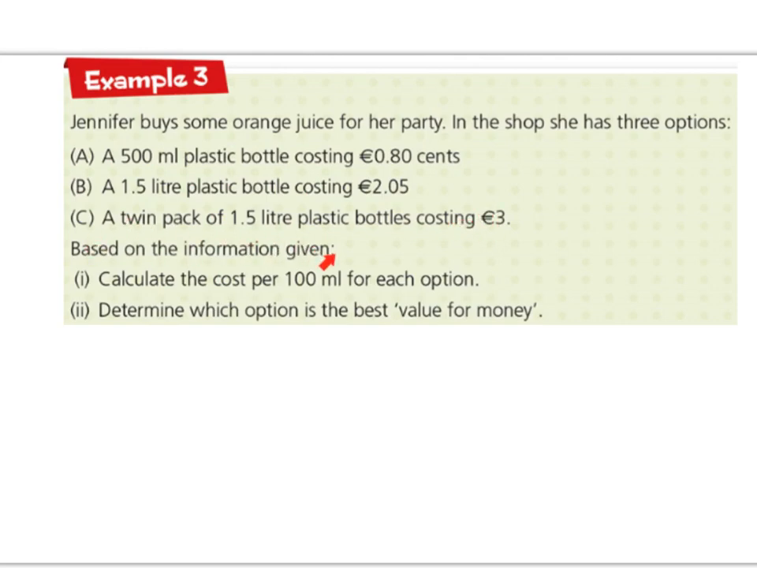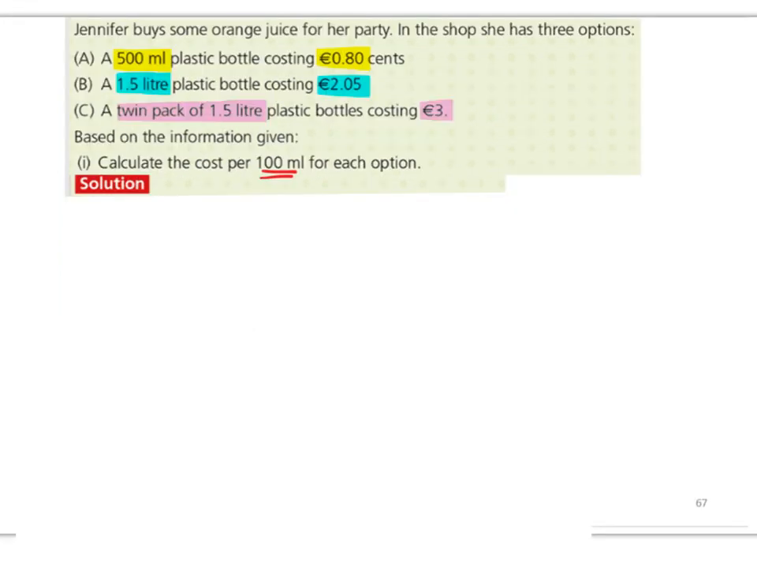Based on this information, question 1, calculate the cost per 100ml for each option. And question 2, determine which option is the best value for money. Once you have calculated the cost per 100ml of each option, you'll very easily be able to see which is the best value for money. So let's find the cost per 100ml of each option. Let's start off with option A.